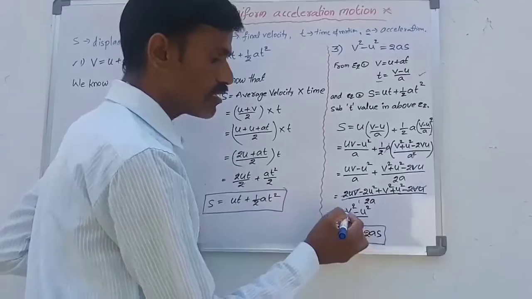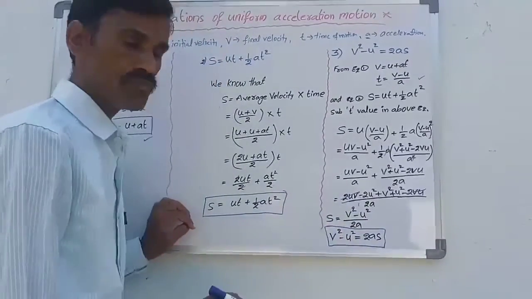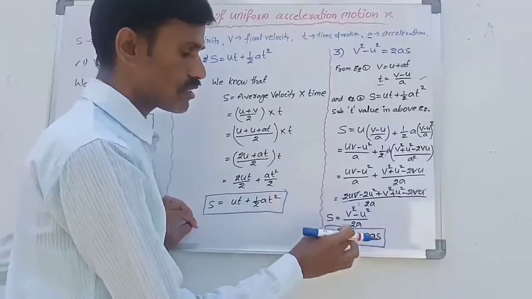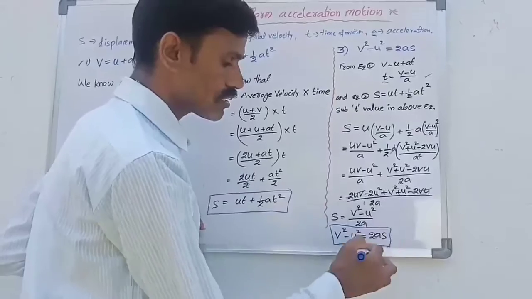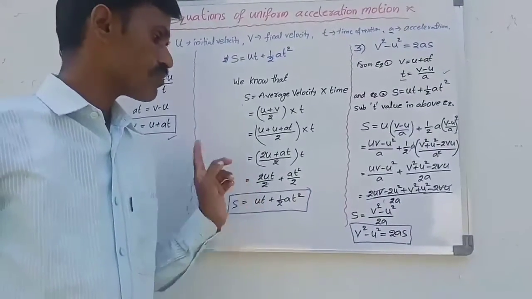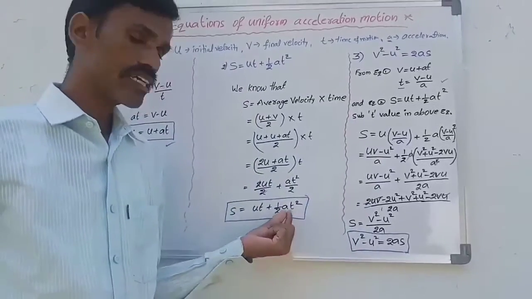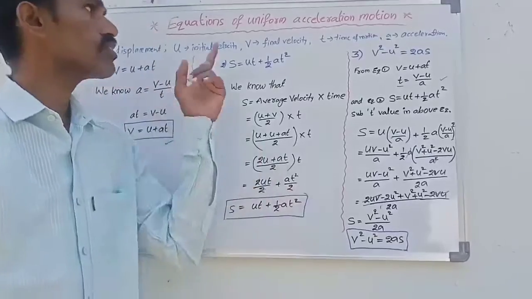So from this we write v² - u² equals, if we take 2a to the LHS side, 2a into s. That's why v² - u² = 2as. So this is the third equation of motion. Only remember that whenever the acceleration is uniform, then only we apply the equations of motion.